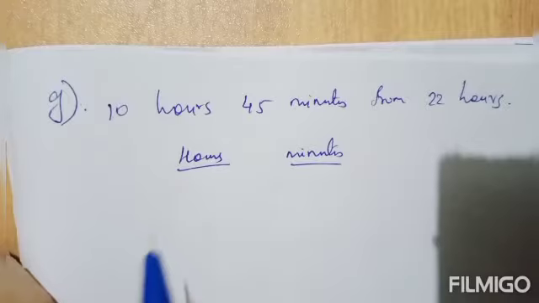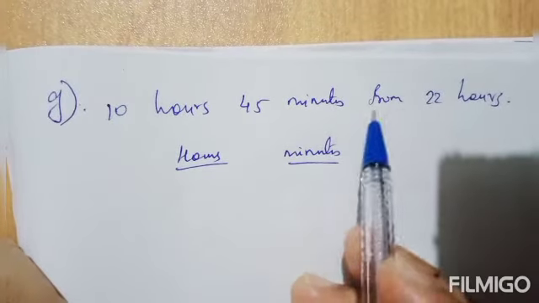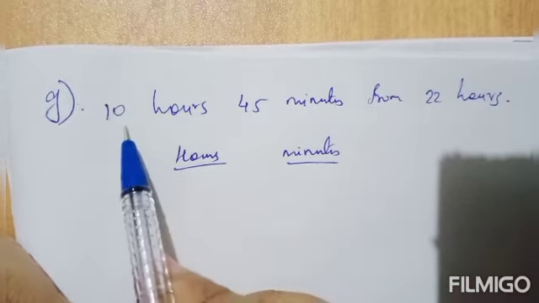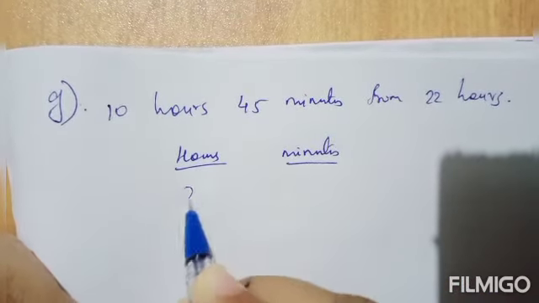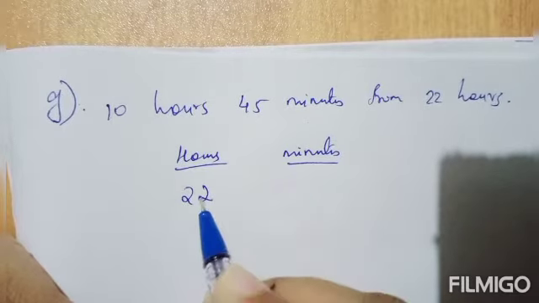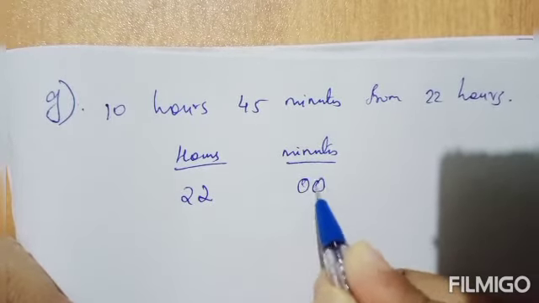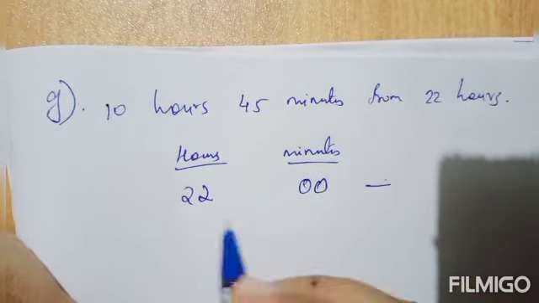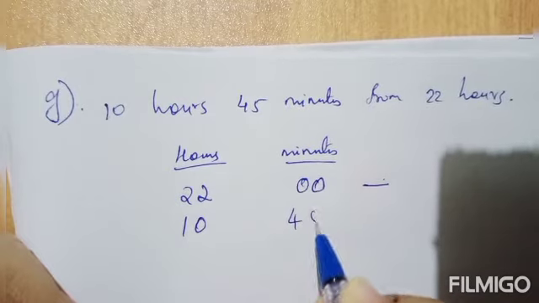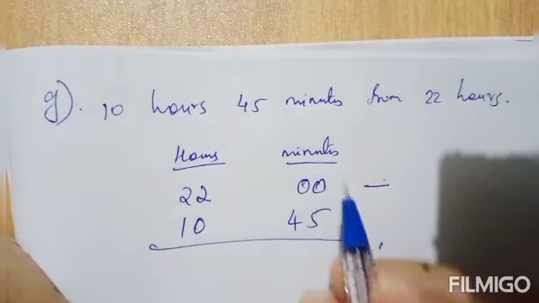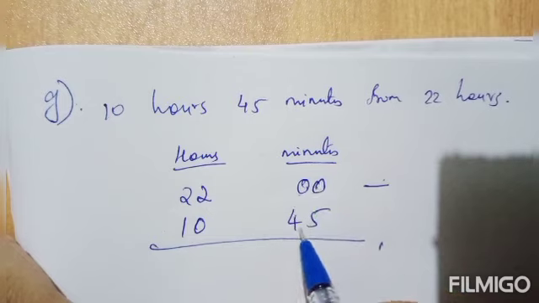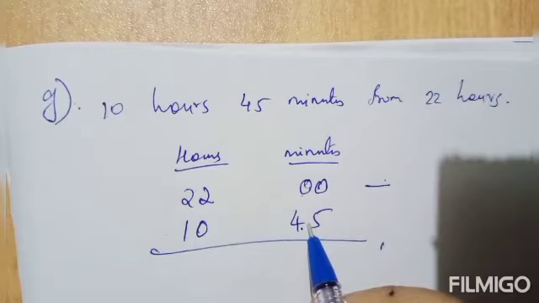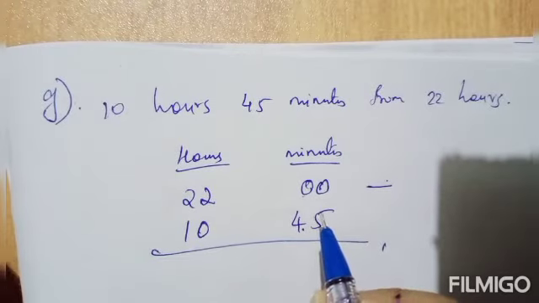Okay, next, 10 hours 45 minutes from 22 hours. So from 22 hours you have to subtract 10 hours 45 minutes. From 22 hours, 22 you can write in the hours part, and in the minutes part you can write 0. 22 hours 0 minutes. From that you have to subtract 10 hours 45 minutes. Here 0. From 0 you have to subtract 45. From a smaller quantity you need to subtract a greater quantity. That is not possible. So what to do?